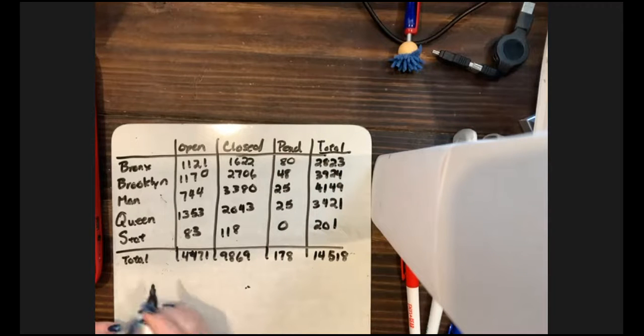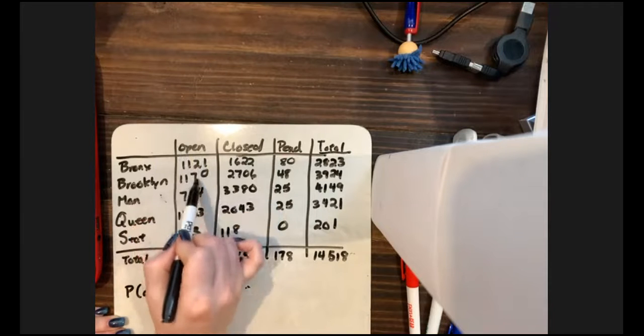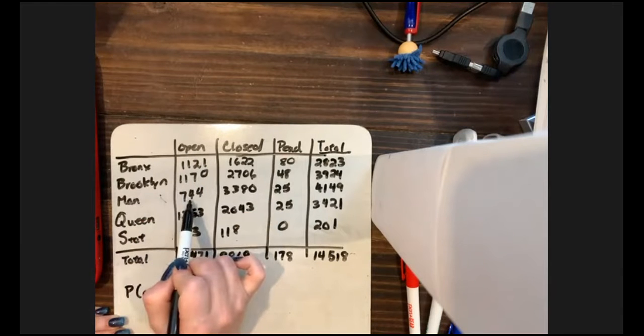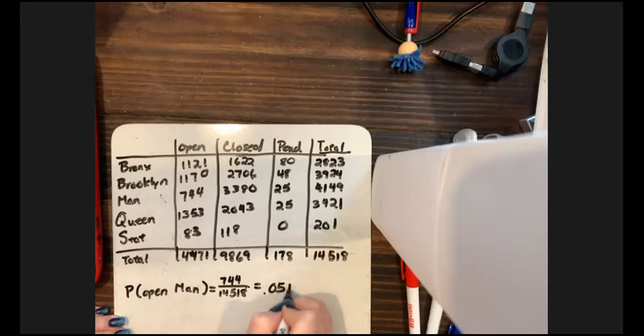So the first one that they ask us to do is find the probability that it's open in Manhattan. Okay, so we're going to look at open cases in Manhattan. So we're going to combine those two up. That is 744 out of our master total of 14,518. Again, I'm going to be running everything out to 4 decimal places.